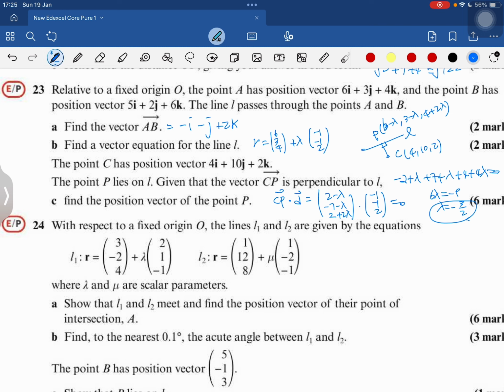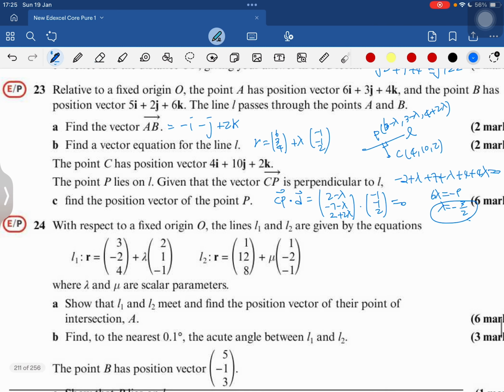So point P is 6 minus lambda, so 7.5. Position vector. Okay, so I need to answer with the vector. 7.5i plus 4.5j plus k. This is P.